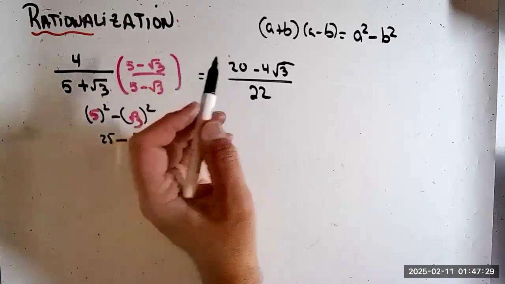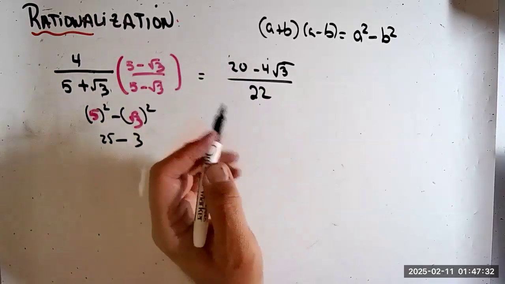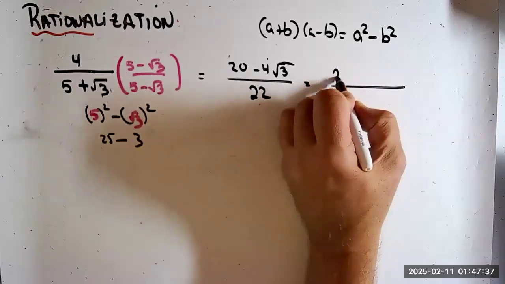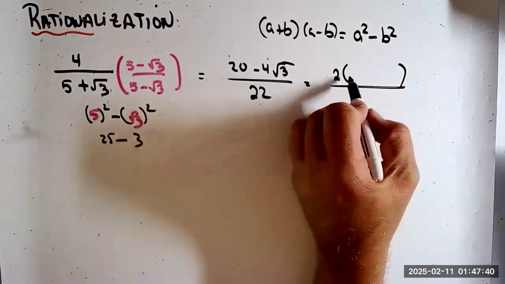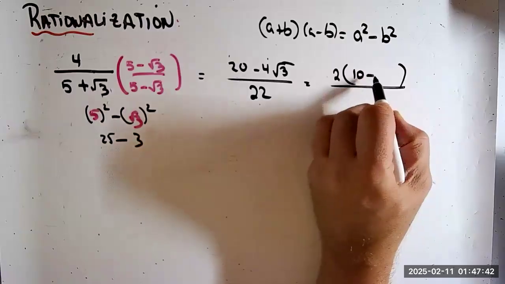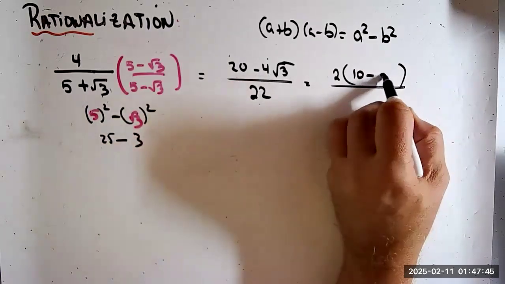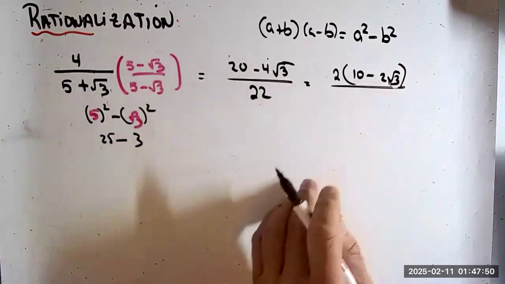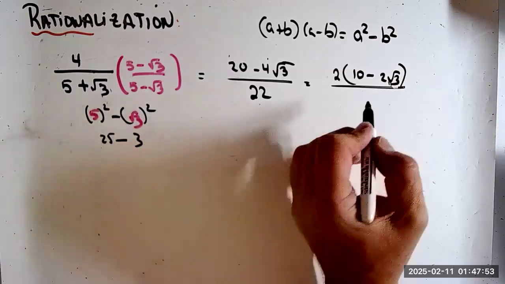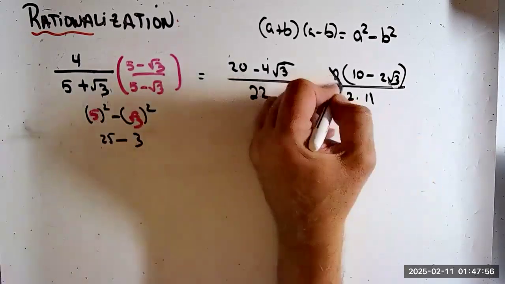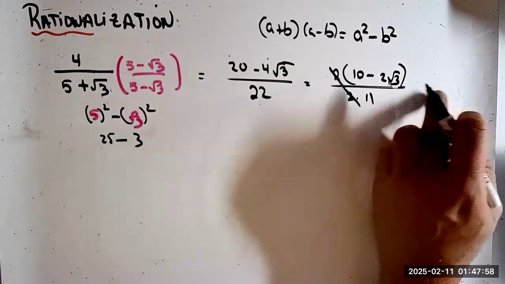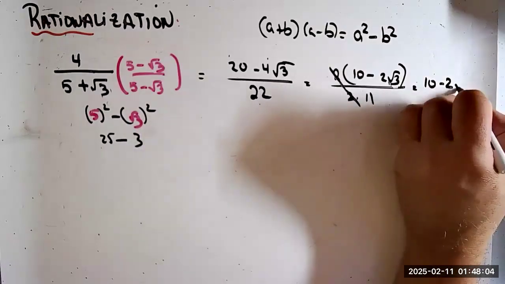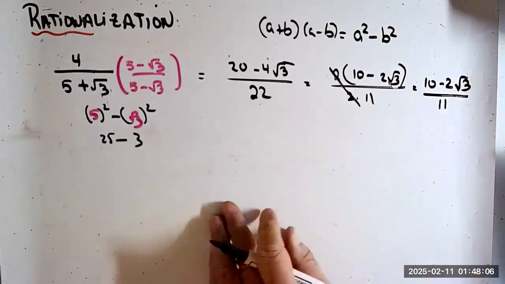If you notice, the 20 is even, the 4 is even, the 22 is even, so we can knock down 2 top and bottom. Or we can factor out 2 from the numerator, that would be 10 minus 2i radical 3, and then of course 22 will be 2 times 11. So 2 over 2 cancel. So the answer is 10 minus 2 radical 3 over 11.